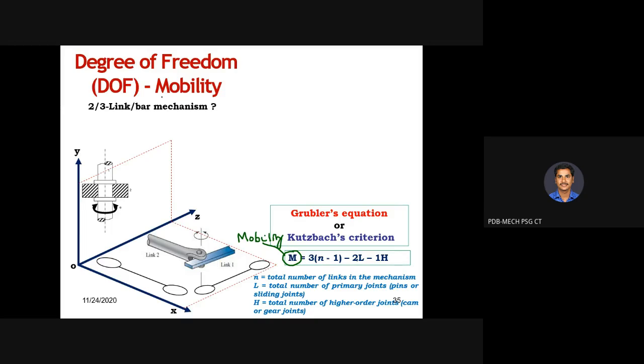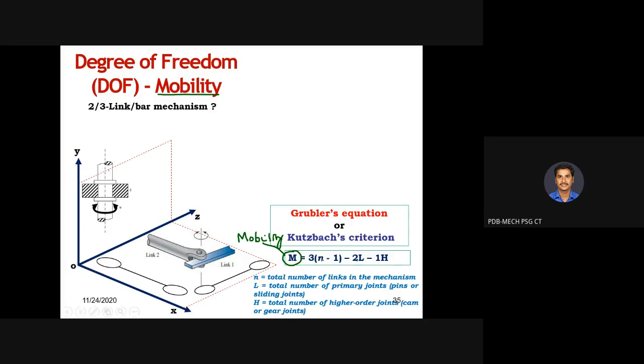So இங்கே mention பண்ணிருக்கு, the degrees of freedom, or sometimes it is called as mobility, is equivalent to 3 into n minus 1 minus 2 into L minus 1 into H. What is n pa? What is n? Mobility. Mobility, sir. No, M is mobility. Number of links. Yes. Links. Okay, in order to find out the mobility or degrees of freedom, you need to first find out the right hand side. N is nothing but number of links.